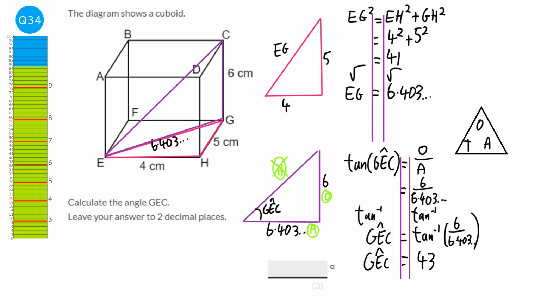And so angle GEC is 43.138, etc. Now we don't need any more accuracy than that because it says that the answer should be to 2 decimal places. So all we need to do is round that to 2 decimal places, which will be 43.14.